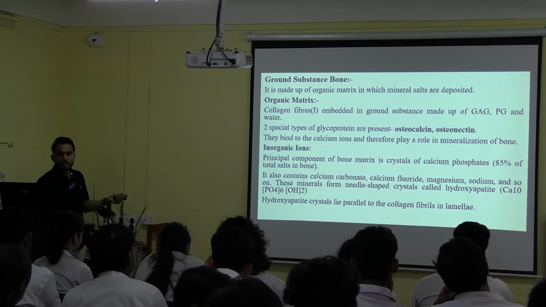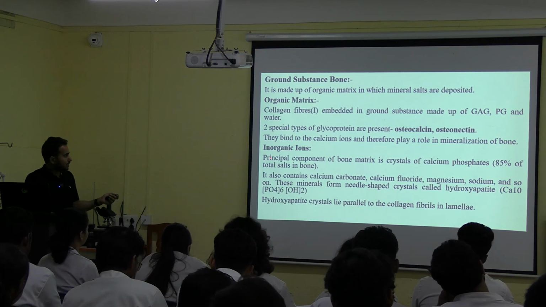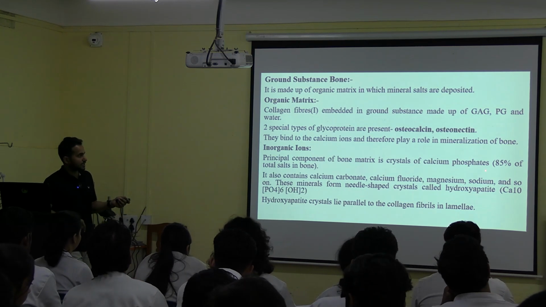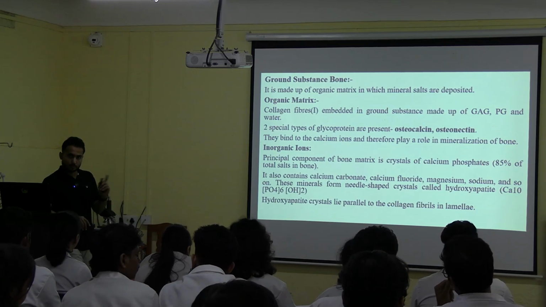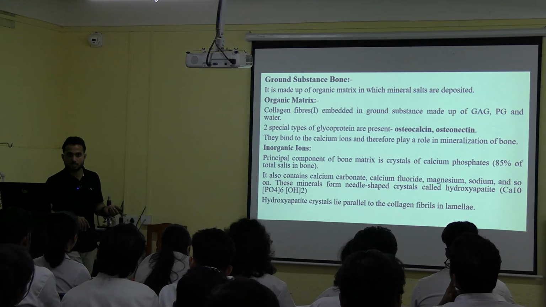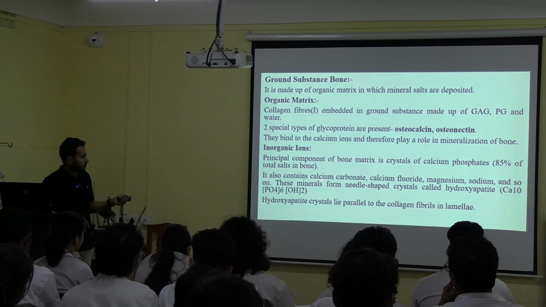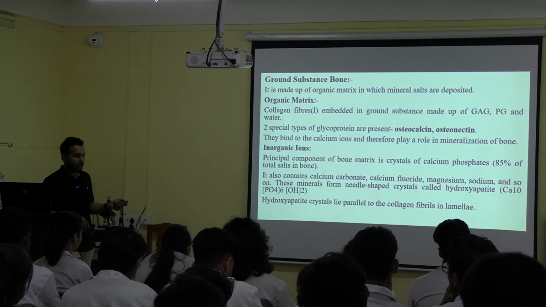Now this is the inorganic part. What is present in the inorganic part? The principal component of bone matrix is crystals of calcium phosphate, 85%. Okay, calcium phosphate. So previously I told you calcium salts are deposited. So which salt? You can see calcium phosphate. Now it also contains calcium carbonate, calcium fluoride, magnesium, sodium, okay, etc.